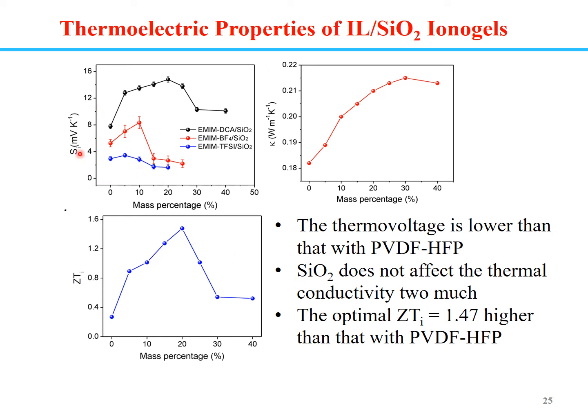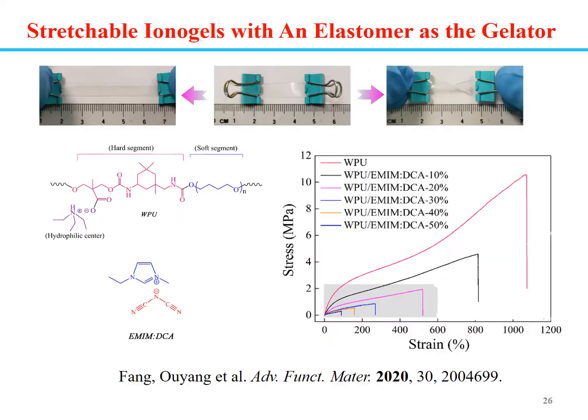So this is the dependence of the thermal voltage on the silicon oxide nanoparticle loading. The thermal voltage is basically lower than that with the PVDF-HFP, but the ionic conductivity is higher. The thermal conductivity does not change too much with the silicon oxide loading. It's always low. So we get the optimum ZT value of about 1.5. This is higher than the ionogel with the PVDF-HFP.